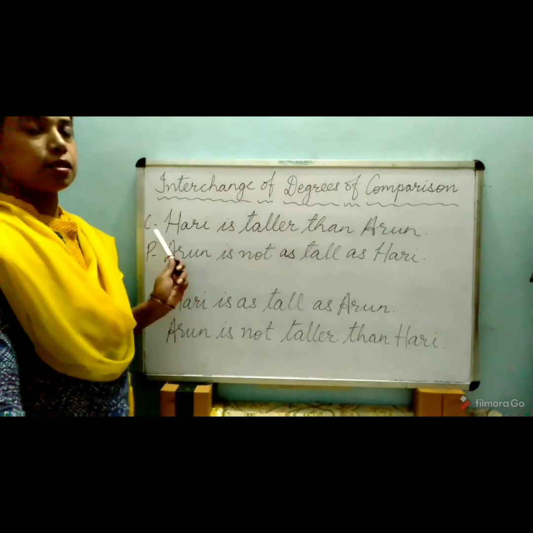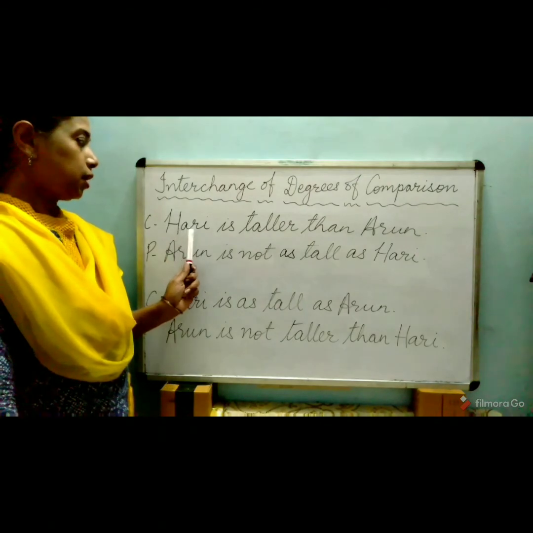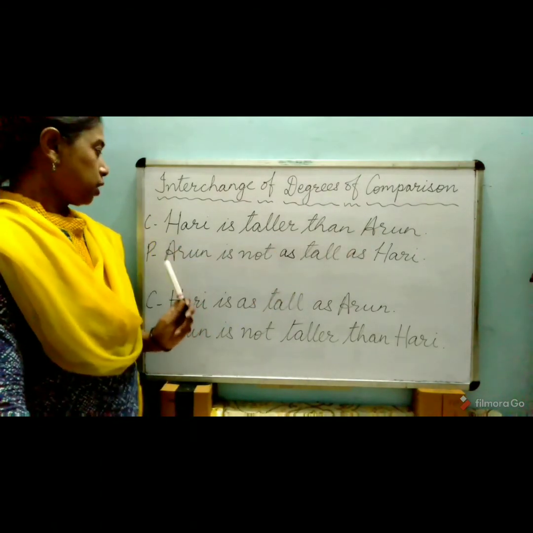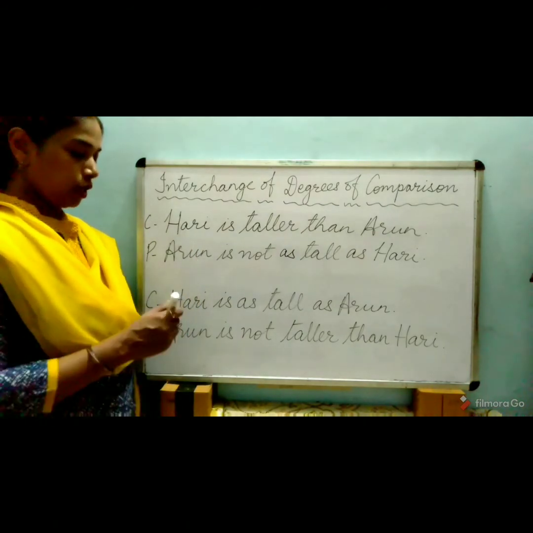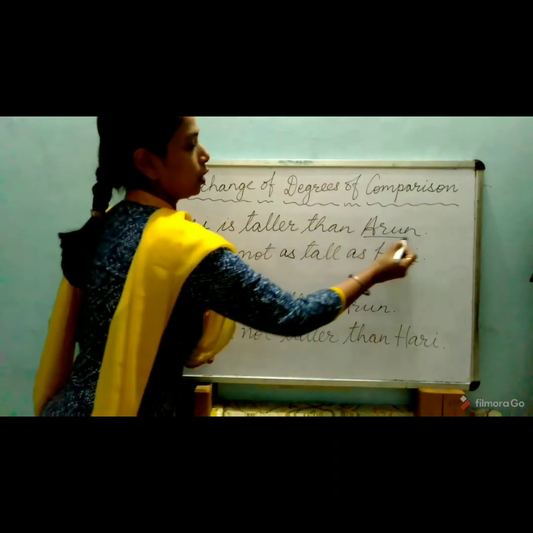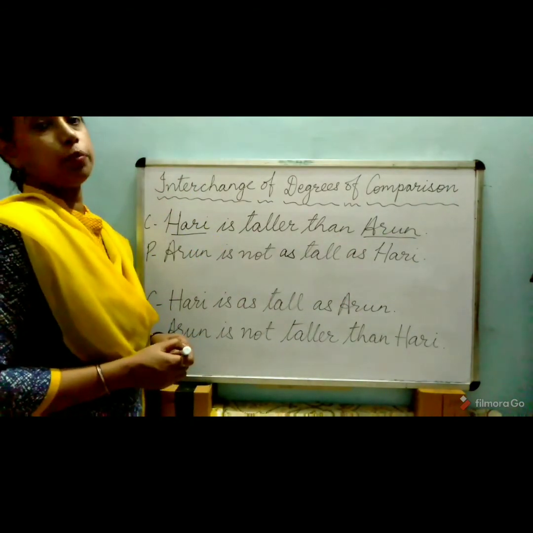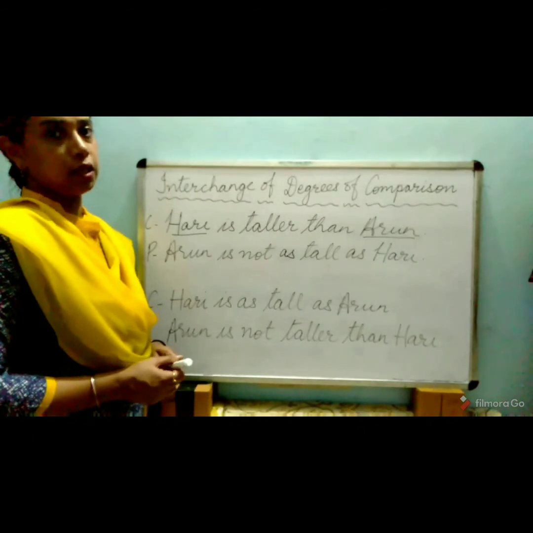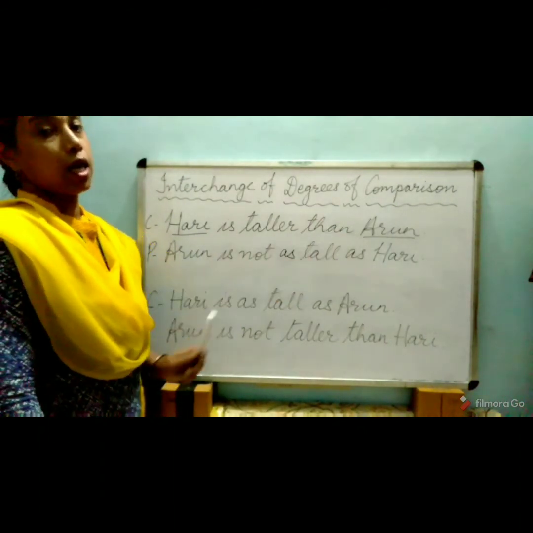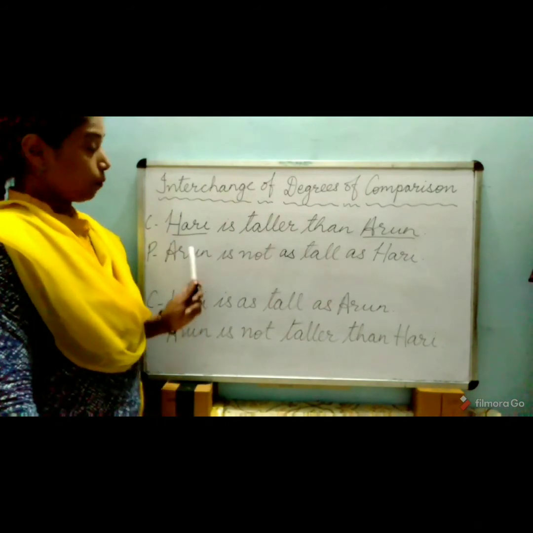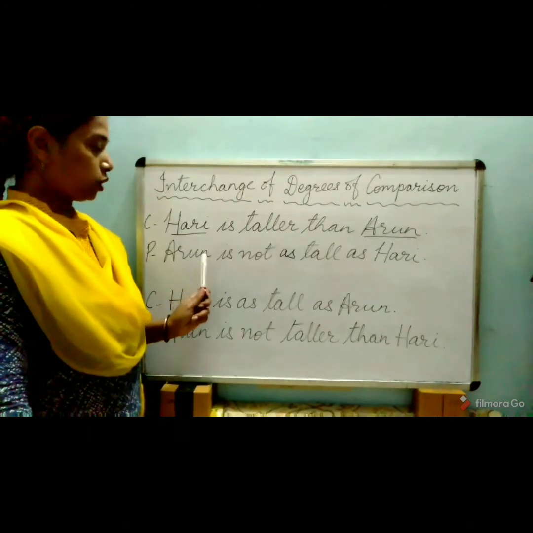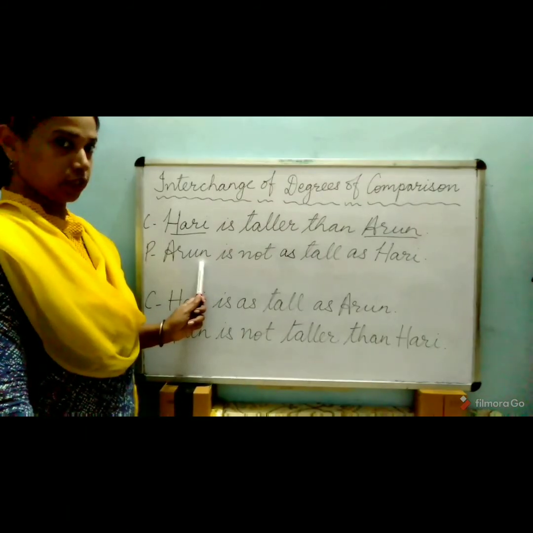The next sentence in the comparative degree is Hari is taller than Arun. Now in this sentence we are talking of two persons, Hari and Arun. This sentence cannot be changed into superlative degree because here we are talking of only two persons, and superlative degree requires more than two persons or things. So this sentence can only be changed into the positive degree.